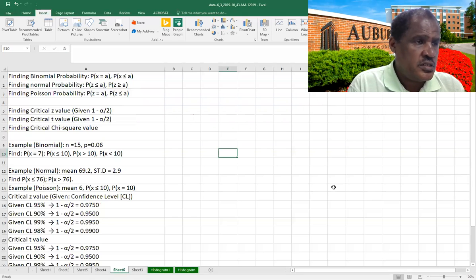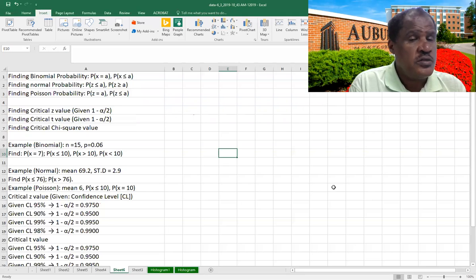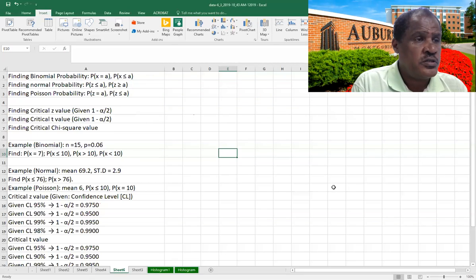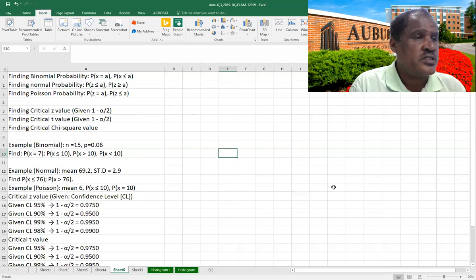Okay, next, how can we find z-scores? How can we find critical values? Critical values are z-scores. They are used in finding confidence intervals. Confidence interval for proportion, confidence interval for the mean, confidence interval for standard deviation, okay? So you can use critical z-value, critical t-value, or critical chi-square value. That is what is described in chapter 7 of elementary statistics, for those of you taking my class.